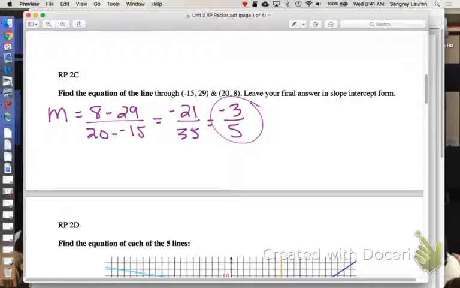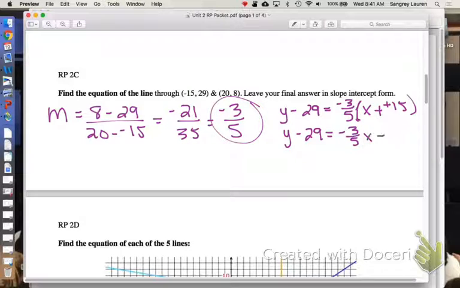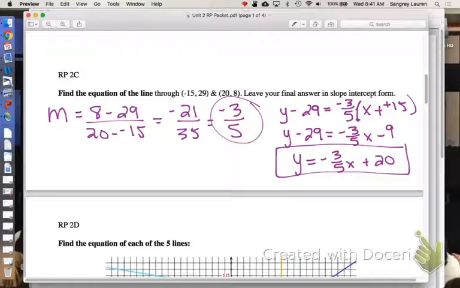I'll choose the first point. Y minus 29 equals our slope times x minus x1. That becomes a plus. Now we distribute. Y minus 29 equals -3/5 x minus 9. Add 29 to both sides. Y equals -3/5 x plus 20. So there is your answer in slope-intercept form.